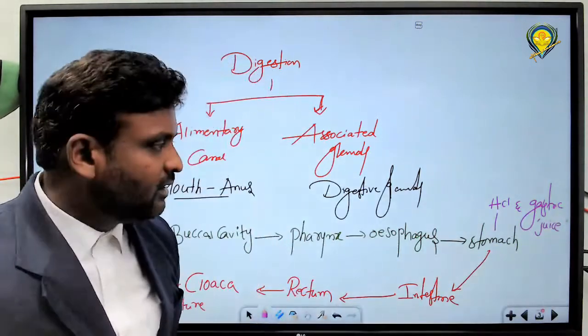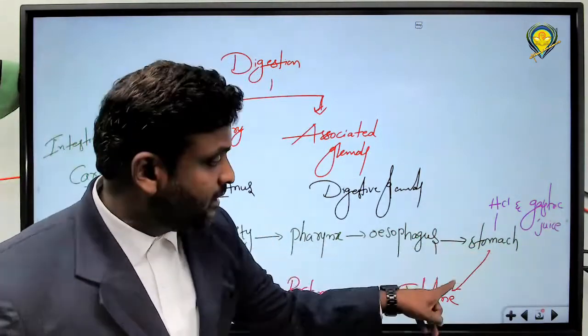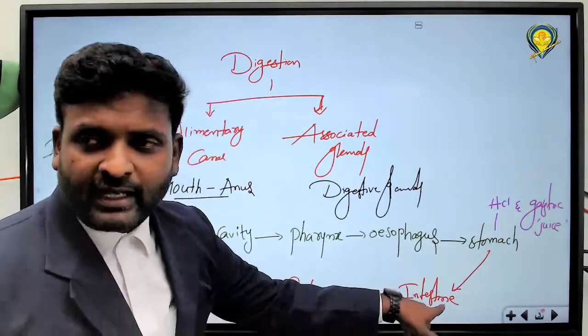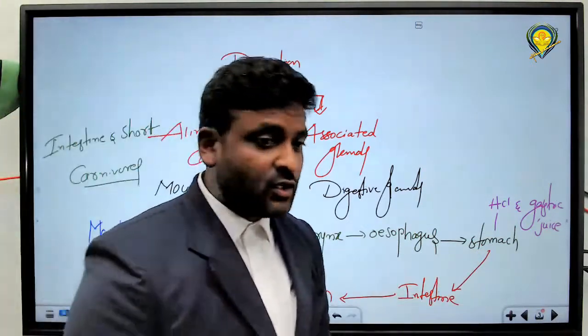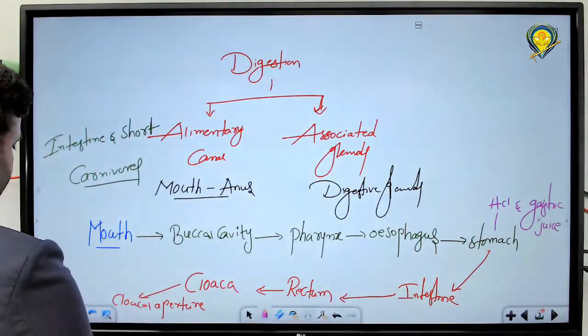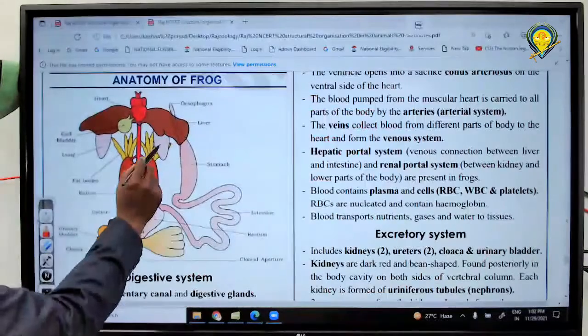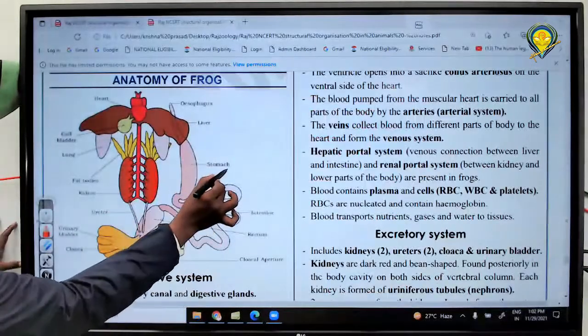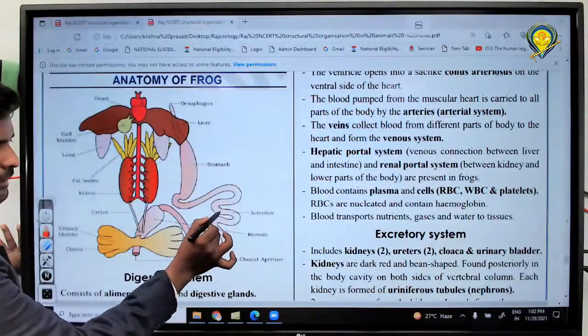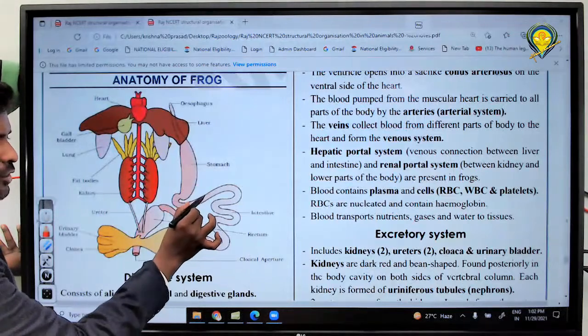And next one, stomach opens into where? Intestine. You can find it in the diagram. I will show you that. You can see it here. It's what the stomach is about. Intestine. A part of stomach up to here. It's about duodenum.